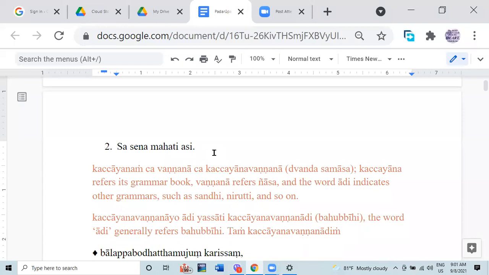That army contains many soldiers, although many soldiers, we use only the singular, sena, like in English. And another example, bhojano asanosi.